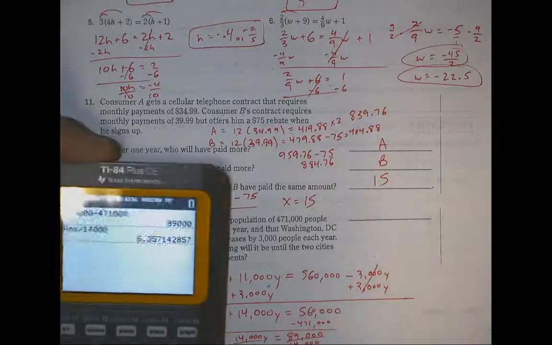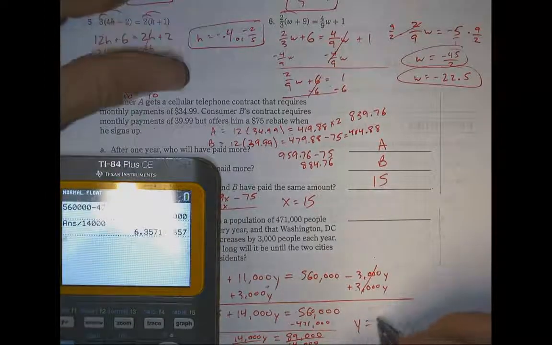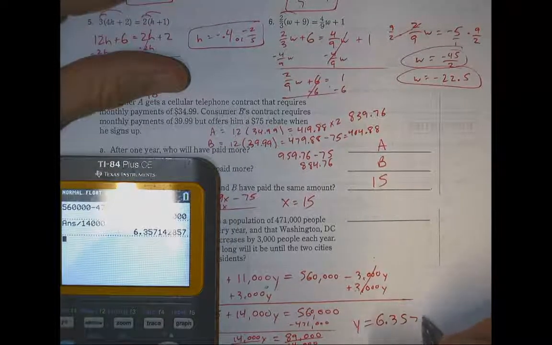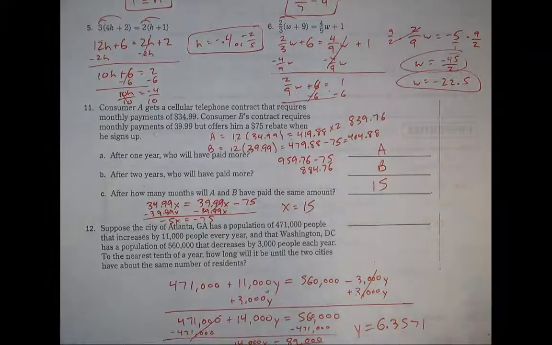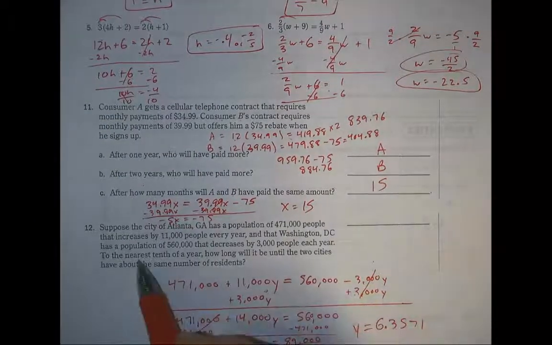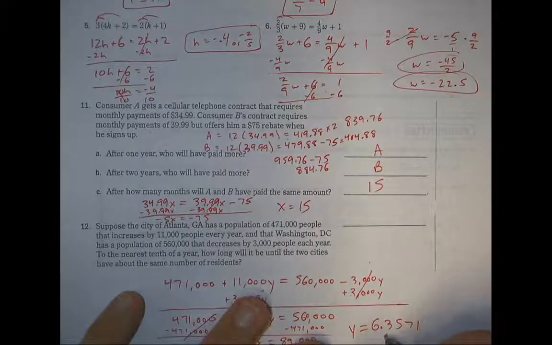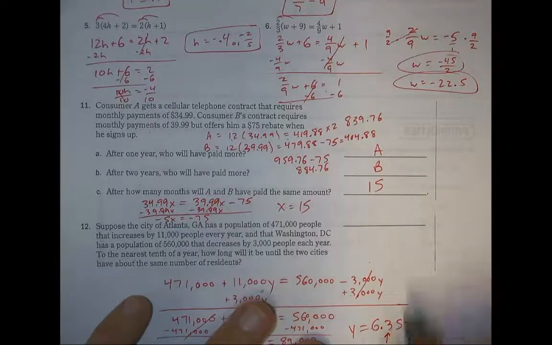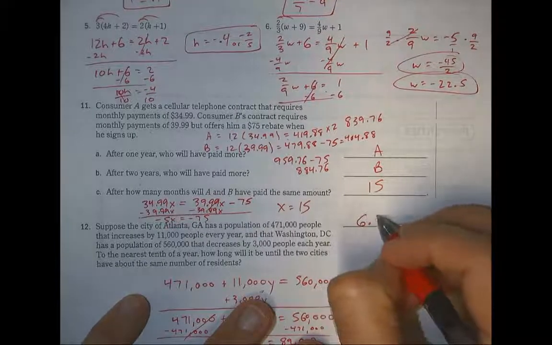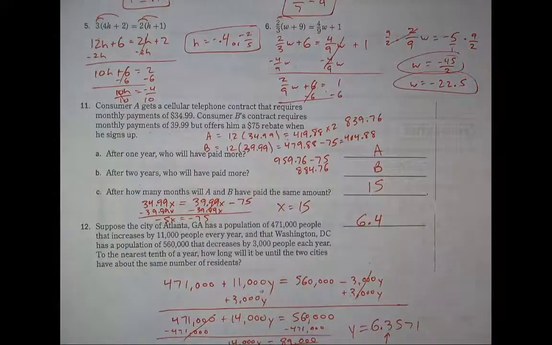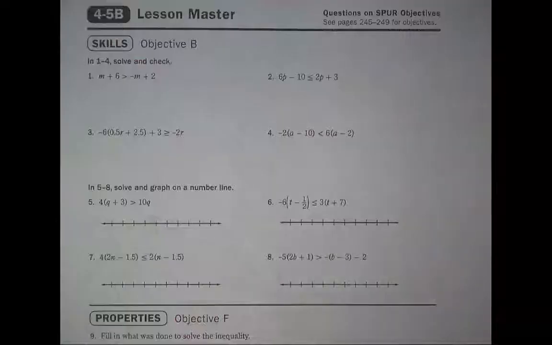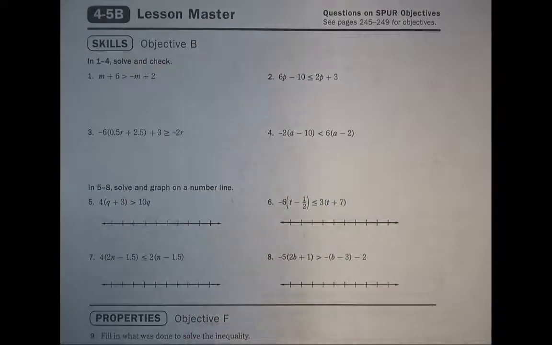And we're not going to get a perfect number here. So 6.3571. They're asking us to the nearest tenth of a year. So that's this spot right here, 6.3, but the 5 calls it 6.4. So going to the back on 4.5.